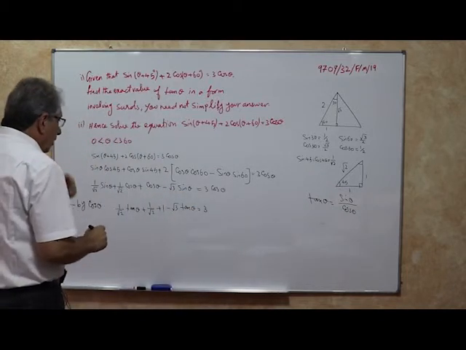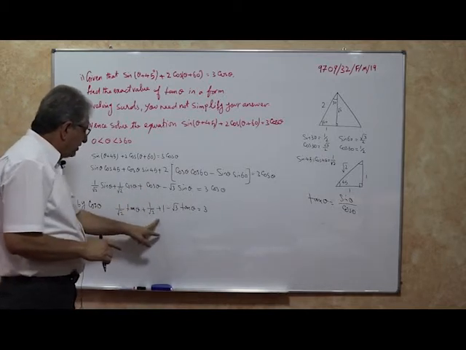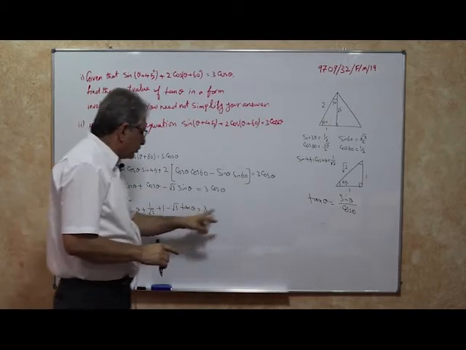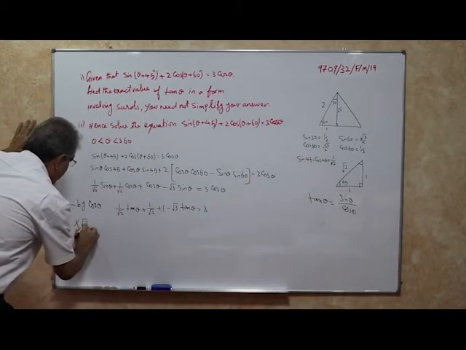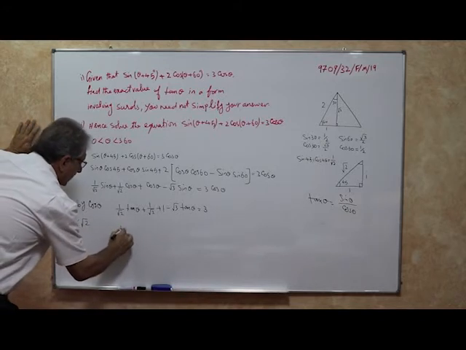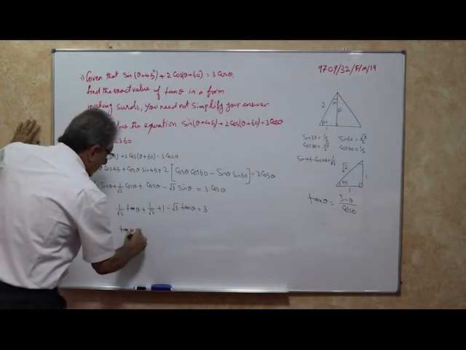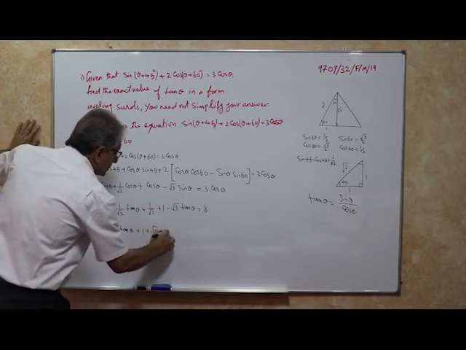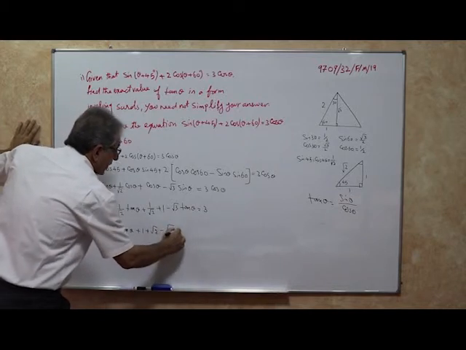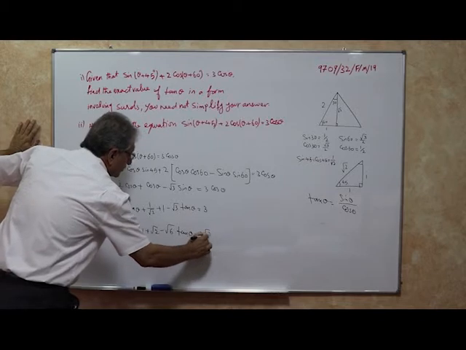Now, to get rid of this, I will multiply everything by a square root of 2. Multiply by a square root of 2, therefore this will be 1, so you are getting tan theta here, and here also you are getting 1, here you are getting a square root of 2, here you are getting minus a square root of 6 tan theta, and equal to 3 square root of 2.